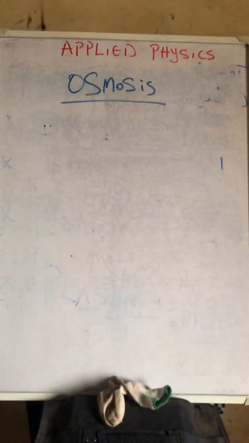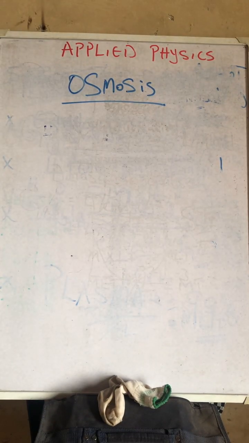So what is osmosis? Osmosis is a spontaneous net movement of solvent molecules through a selectively permeable membrane from a region of high water potential. Please listen to me attentively. I'll be giving an illustration on the board, but please listen attentively.